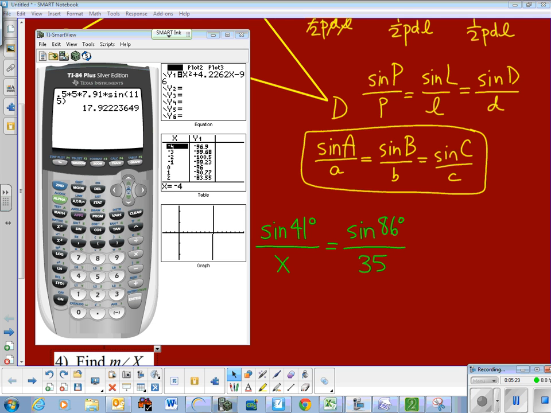Okay, so sine 41 over x is sine 86 over 35. The way I'm going to solve it is sine of 41, close my parentheses around 41 degrees, times 35 divided by sine 86. So I'm going with the cross multiply and divide. And I get 23.0. We'll just go to the nearest tenth and call it 23.0.